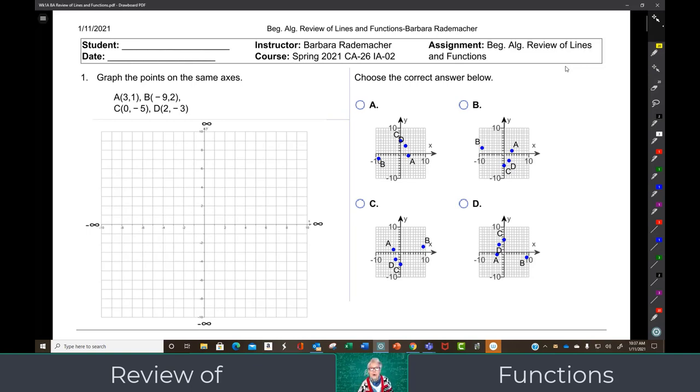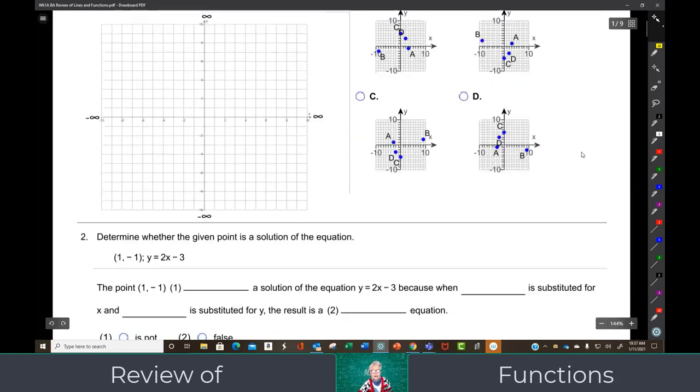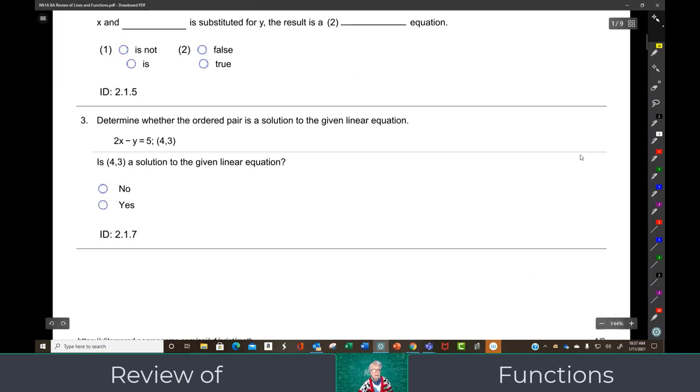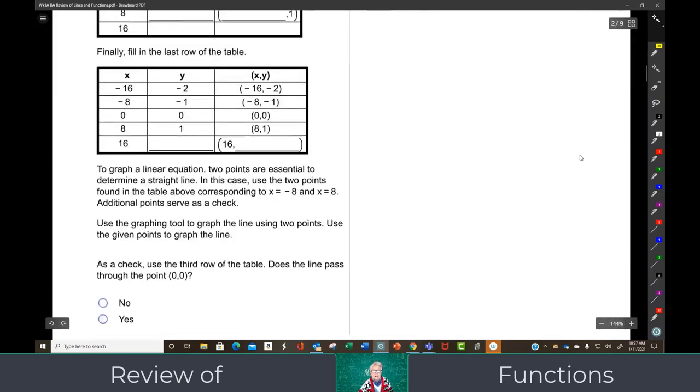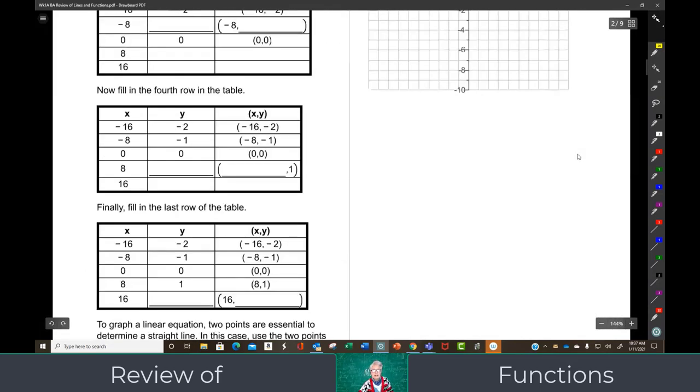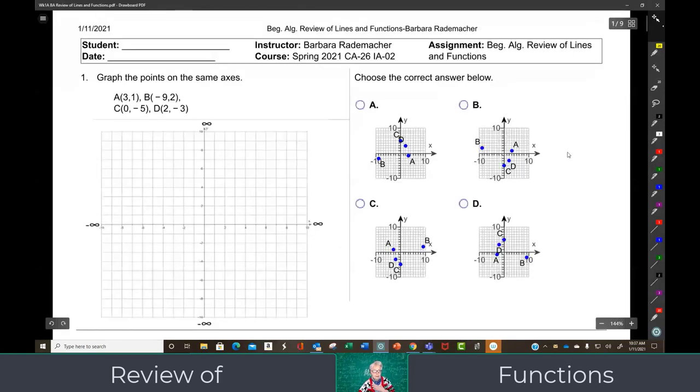I know this is going back to the deep past, but that's what review is for. We're going to be reviewing linear functions, which are straight lines, and points, and how to graph and things like that.